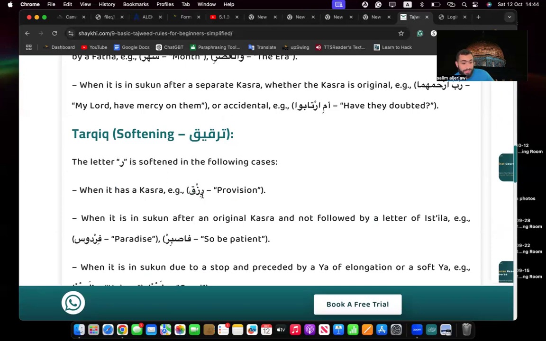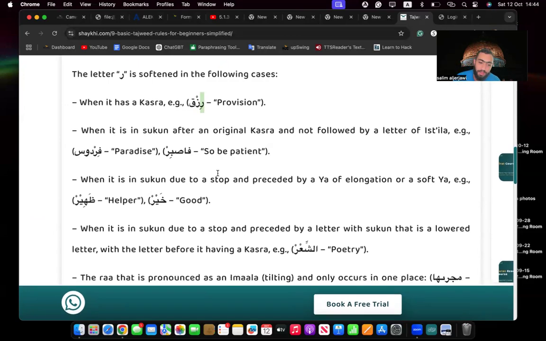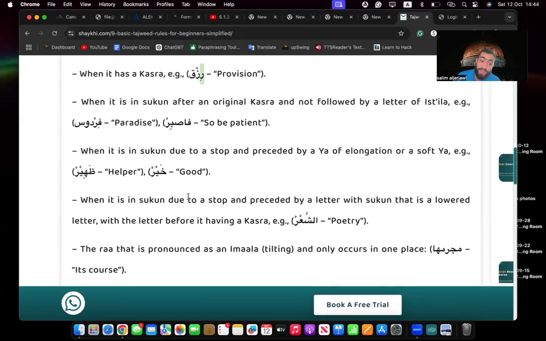Tarqiq, as we mentioned, is kasra. If the ra has a sukoon, or it has a kasra itself, by the way, or the letter before it has a kasra while the letter itself has a sukoon. In this case, the ra by itself, it is not riz, even though I'm doing it with kasra, I'm not making it thin. Riz, it is rizqan, fasbir, khayr.